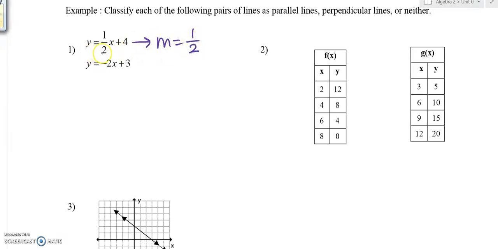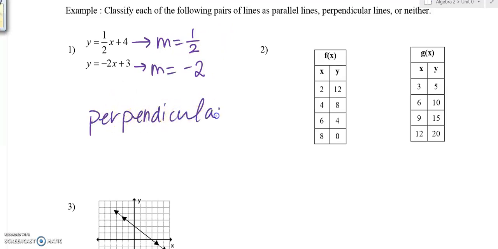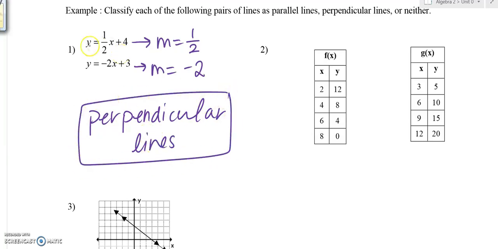So for this first equation, I have my slope of 1/2. For my second equation, I have my slope of -2. Okay, if it is perpendicular, they have to have opposite signs, which they do, and then they have to be reciprocals of each other. So in this case, they both check out, so my lines are perpendicular lines. That means eventually when you graph these, those will cross. Let's look at problem 2.